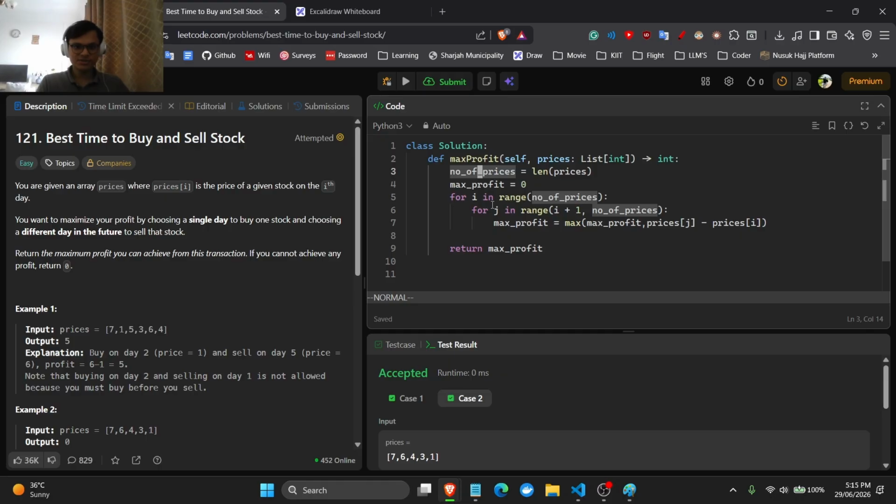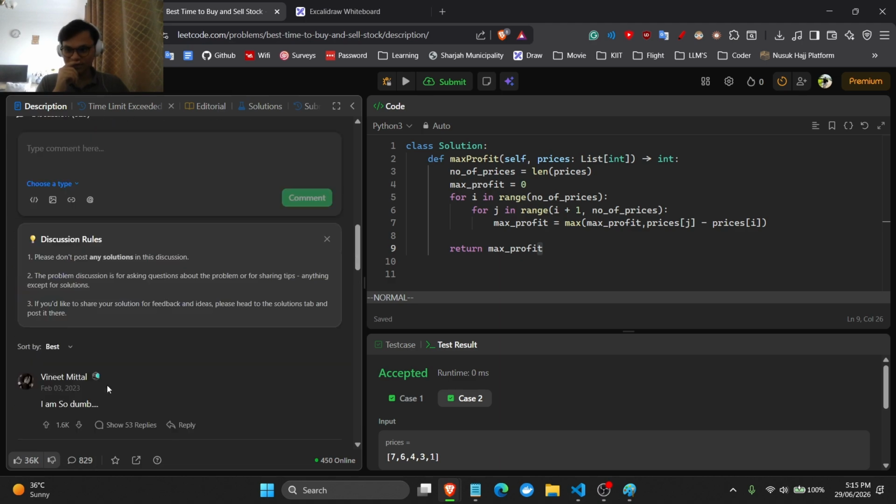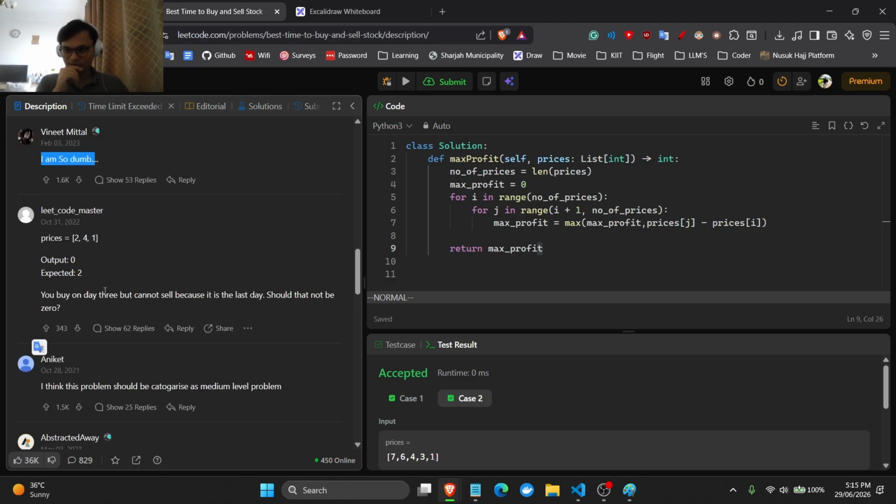And sliding window, a question that was best time to buy and sell stock, it's supposed to be easy, easy, easy. Who looks at the discussion where someone says it's easy? I feel I am so dumb.